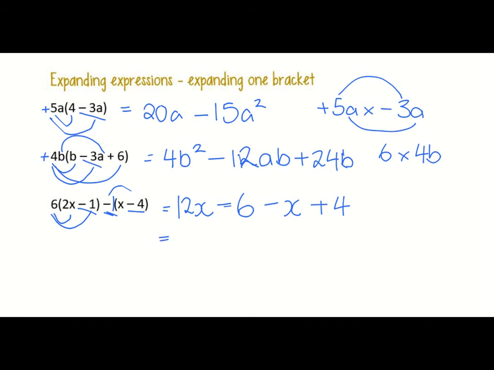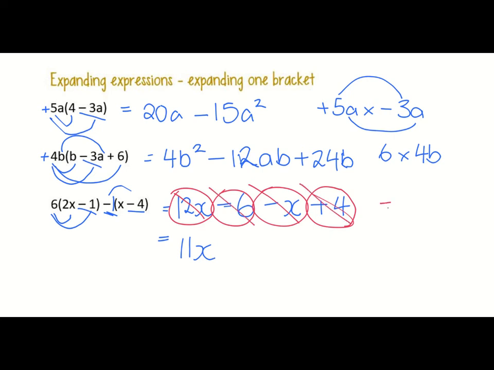And now we can just tidy this up by doing like terms. So let's circle all our terms together. And then we've got 12x minus x. Okay, so that becomes 11x. And then we've got negative 6 plus 4. There's negative 6 and plus 4. So 4 negatives cancel out with 4 positives, and I'm left with negative 2. And there's our answer for the last one.